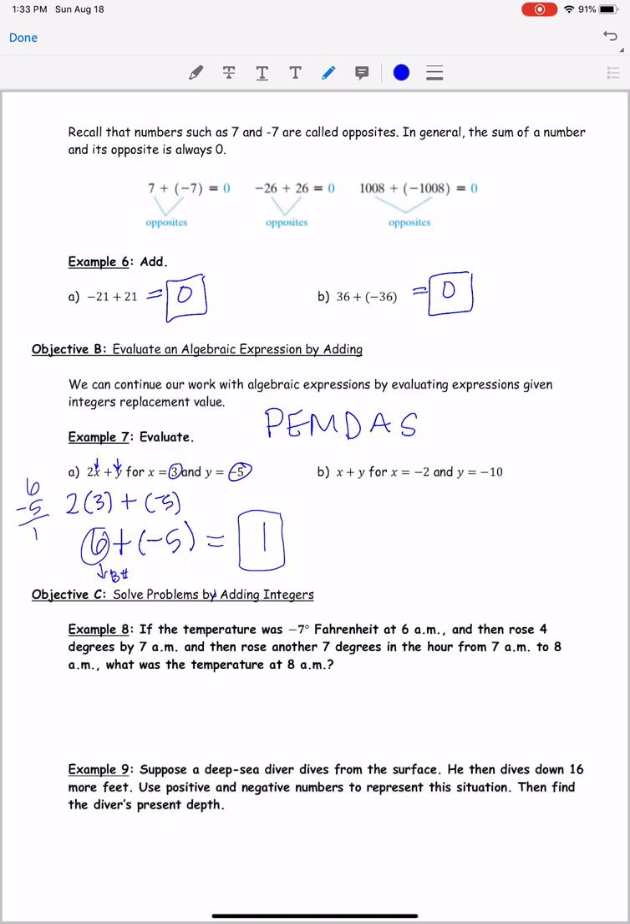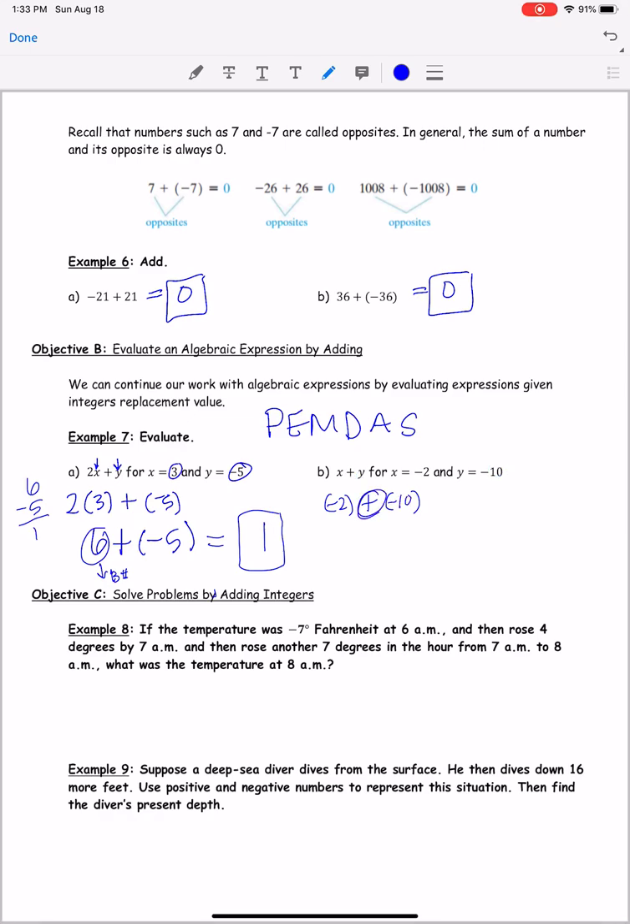Okay, B, do the same thing. You've got x plus y. My x is -2. And my y is -10.